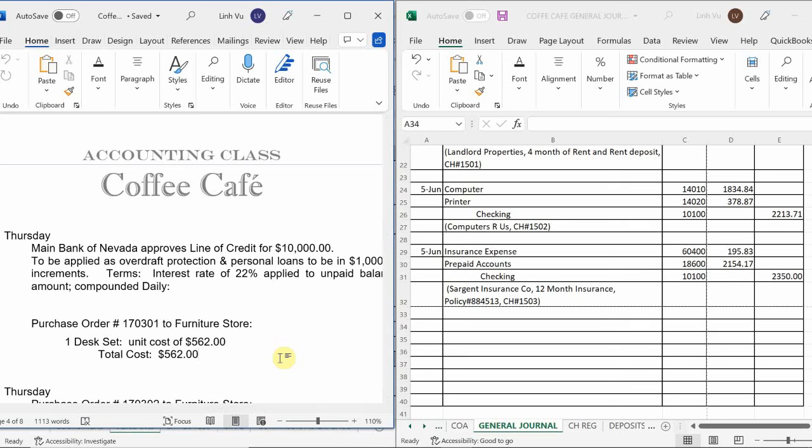What do I do with this purchase order? What should I do with this purchase order? Should I record it? Yes. Okay, why? Because you purchased something. Now let's take a look at this, what it says here, purchase order. I sent a purchase order to furniture store. Did I actually buy something? Did I spend money? And if I did, how did I spend my money?